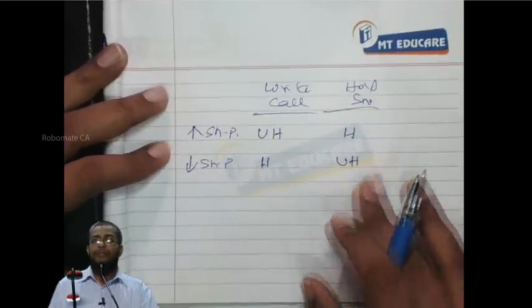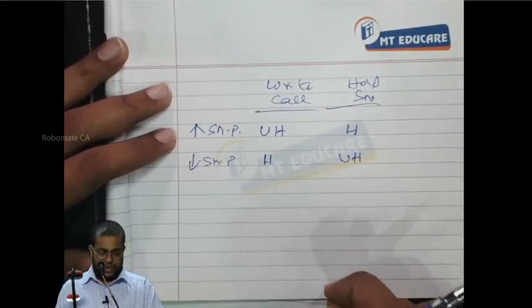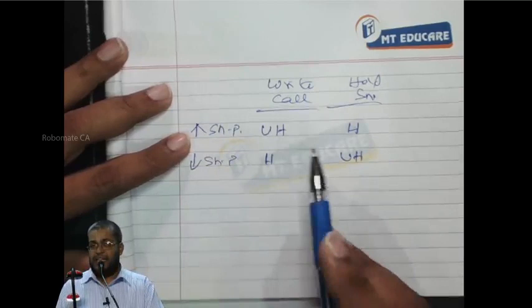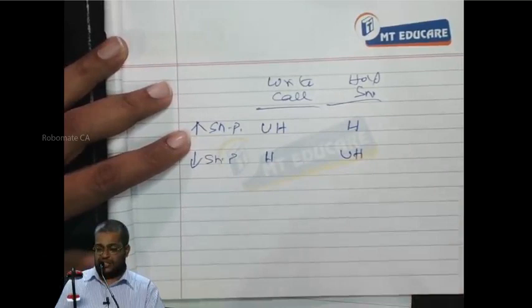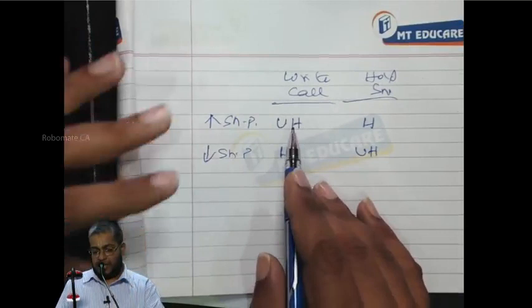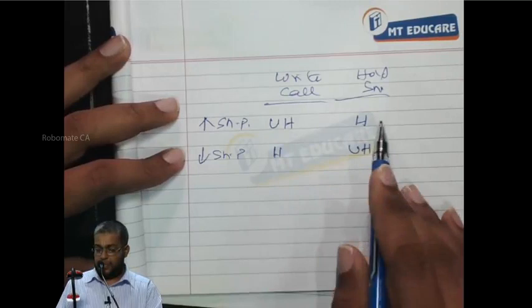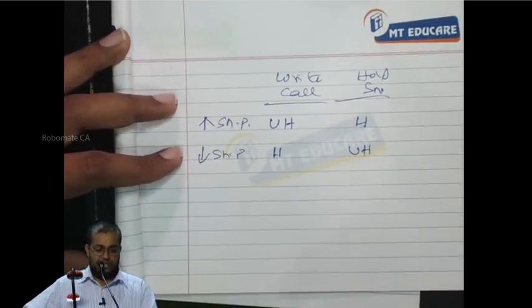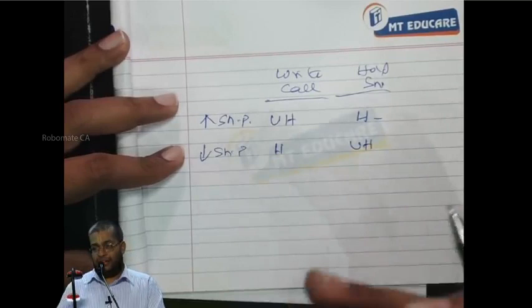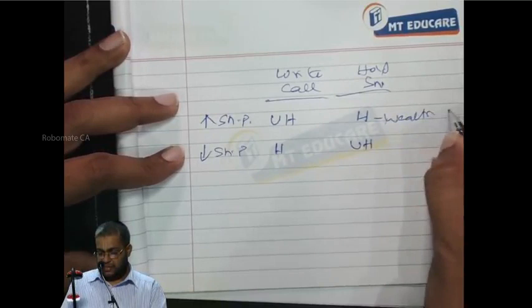Now, share price increases. When the share price increases, as a call writer, am I happy or unhappy? Unhappy. Why? The holder will exercise. So unhappy because the holder exercises. As a shareholder, am I happy or unhappy? Happy, because my wealth increases. Can I proceed or not?